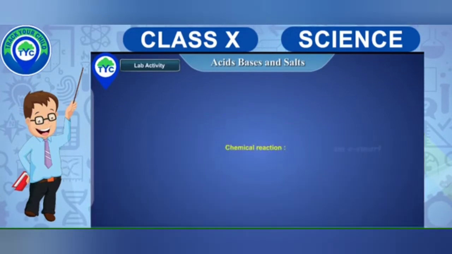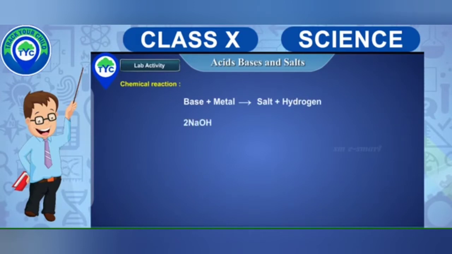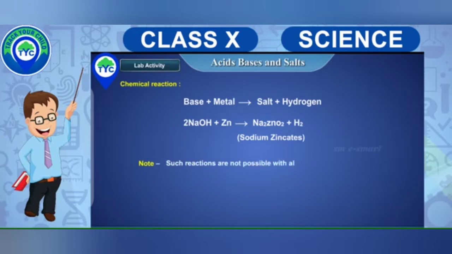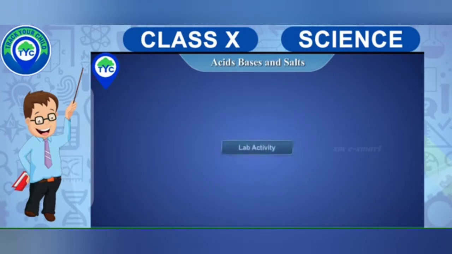Chemical reaction. Base plus metal gives salt plus hydrogen. 2NaOH plus Zn gives Na2ZnO2 (sodium zincate) plus H2. Note: such reactions are not possible with all metals.